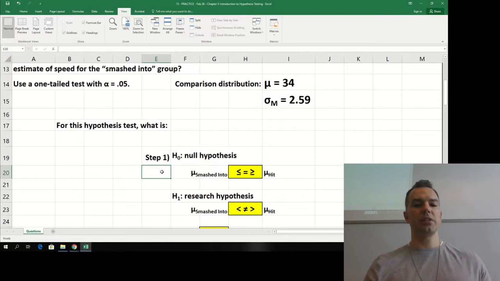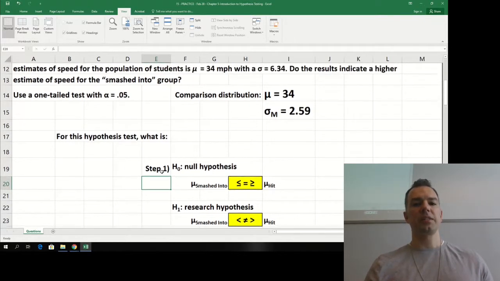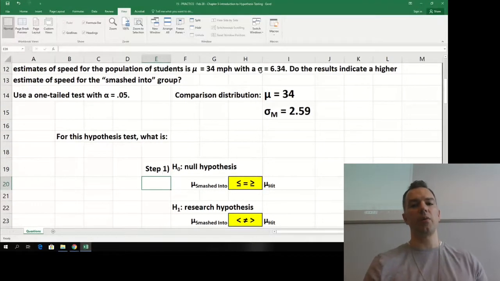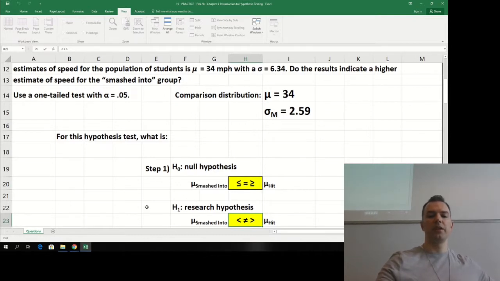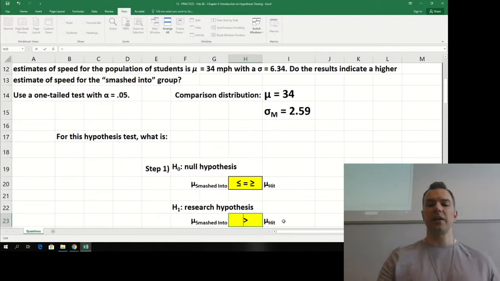So in this case, we would look back up here and see what question they're asking, which direction they want. And it asks, do the results indicate a higher estimate of speed for the smashed into group? So for the one-tailed test, always do the research hypothesis first, because that's what we are looking for. Do the results indicate a higher estimate of speed for the smashed into group? So we want to know if the mean for the smashed into group is greater than the mean for the hit. That's the question that they're asking.